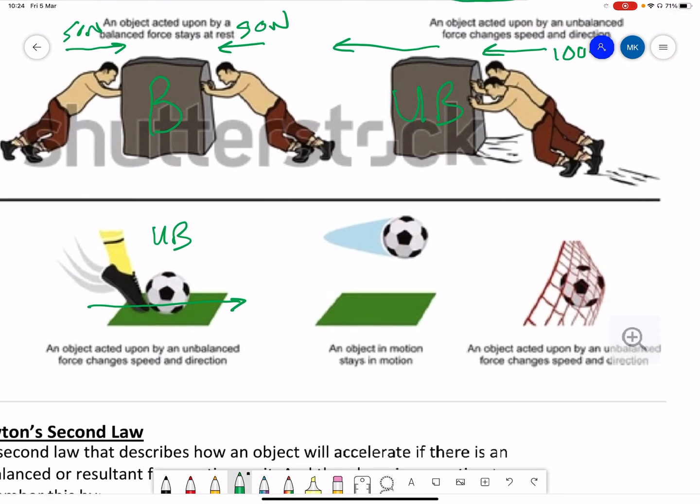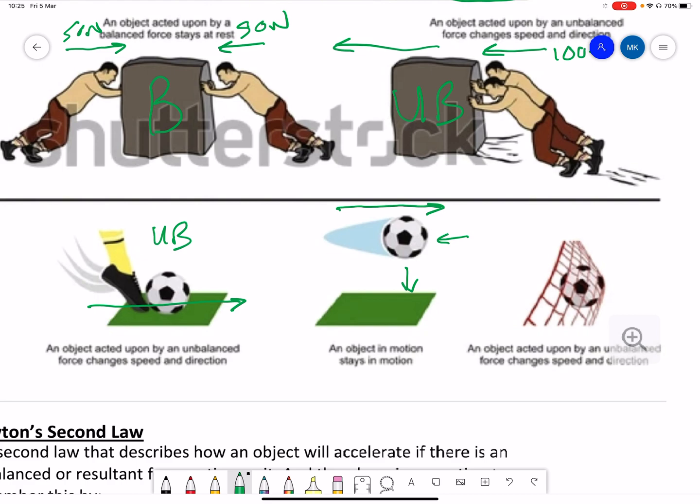That football will stay in motion until another force acts on it. So I know there's air resistance going in that direction. Gravity is also pulling it down. But let's say in theory, if there was no air resistance or gravity, that football, let's say it was in space, that football will continue at a constant velocity until it's acted upon by a force.